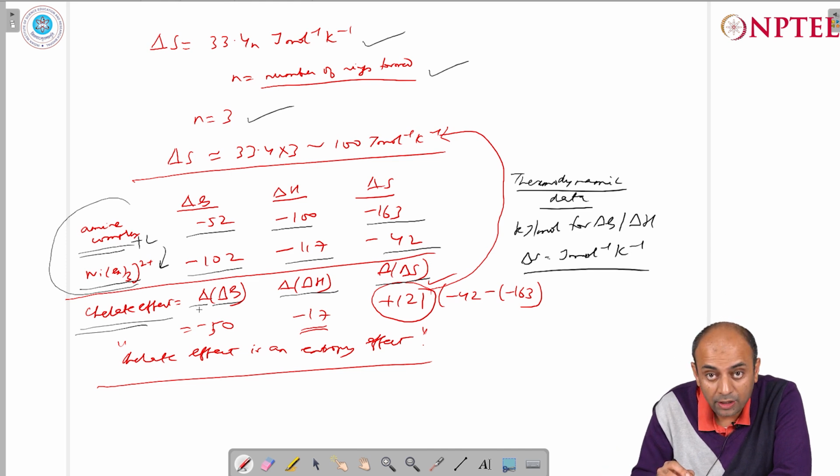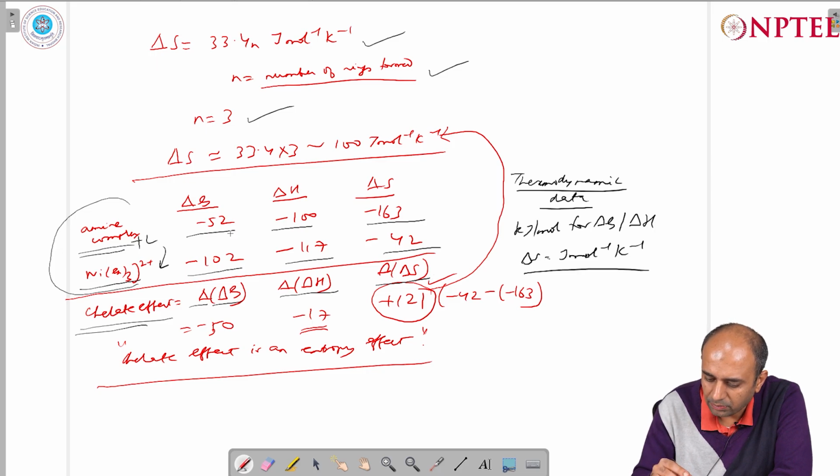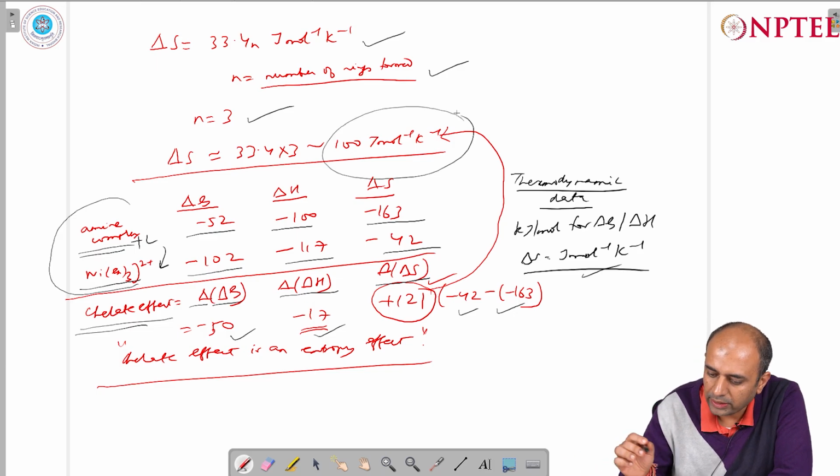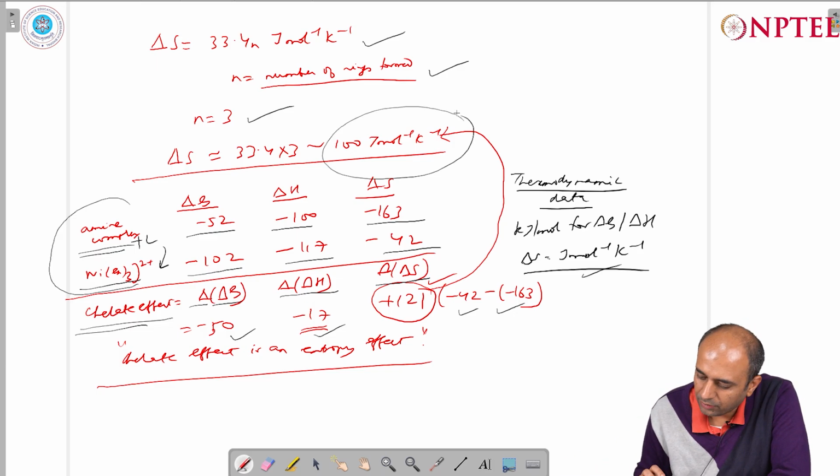So, we are looking at delta of delta G, delta of delta H, and delta of delta S. This value comes out to be minus 102 plus minus of minus 52, which is plus 52, so that is minus 50. This is around minus 17, and this is a large positive quantity, that is the product minus that of the reactant, which is plus 121 joule mole inverse Kelvin inverse, which is comparable to the value reported from the calculation.